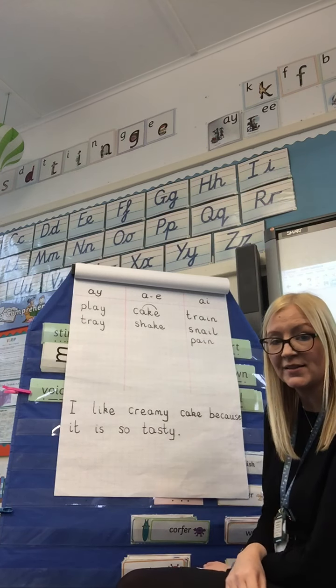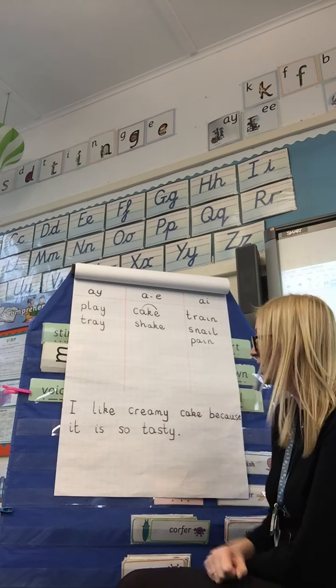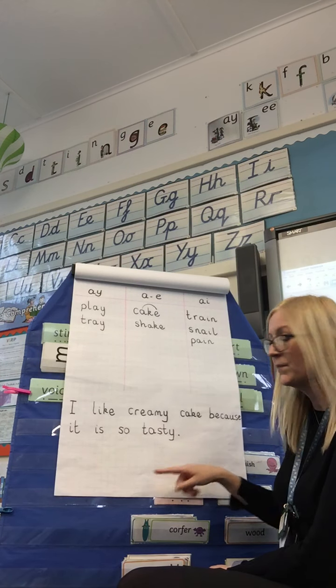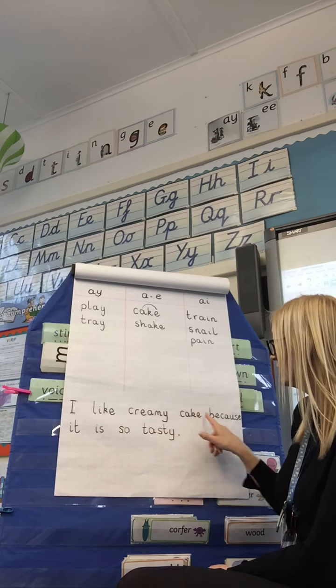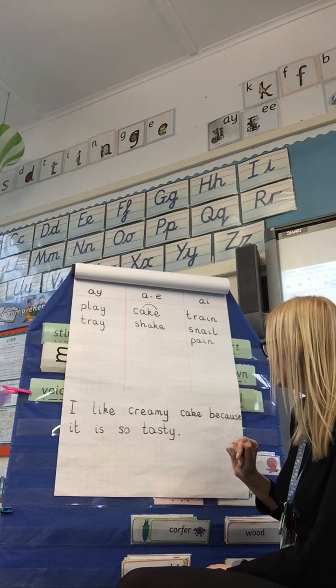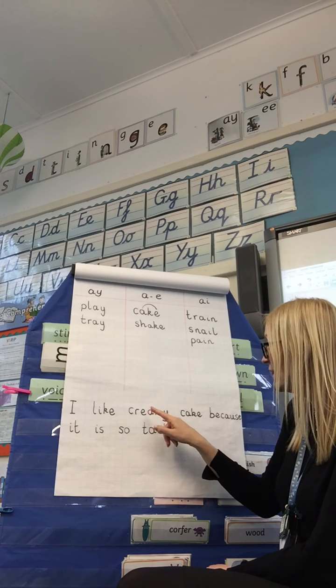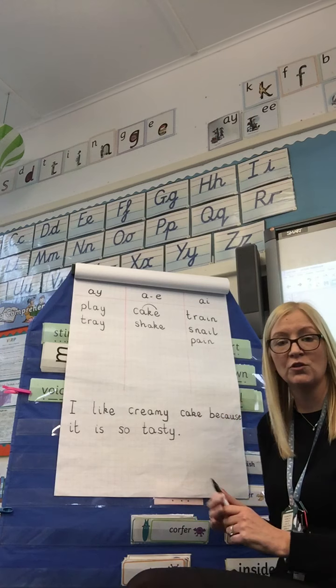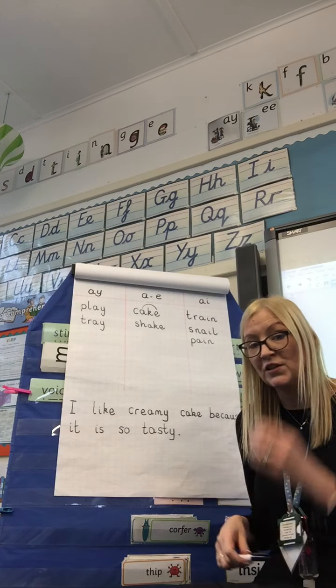So let's just check our sentence to make sure it's fantastic. I've got my capital letter. I've got my full stop. I've got my finger spaces. I've used thread fingers for spelling, so I've used my sounds. I've put in an adjective to describe, and I've used a conjunction because. So I think that's a pretty super sentence.